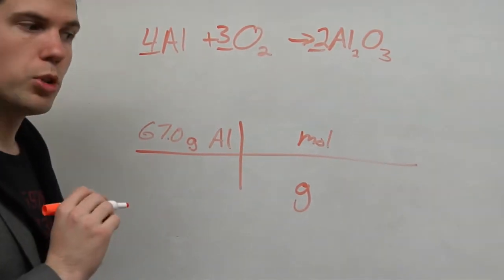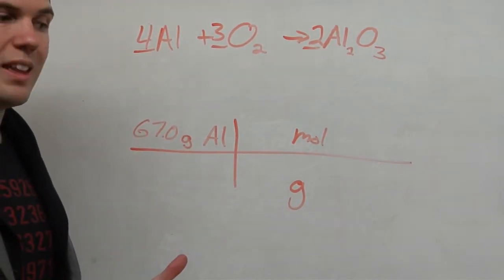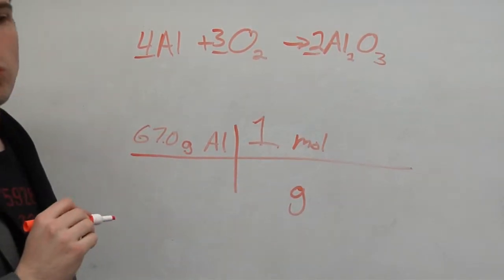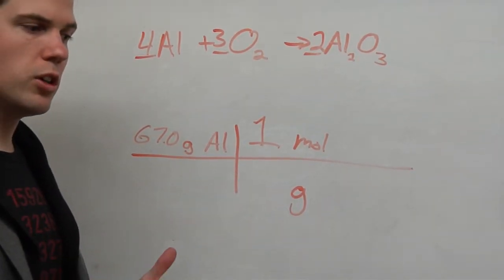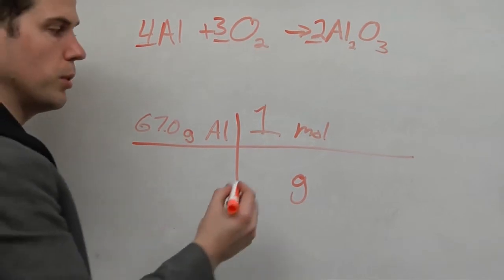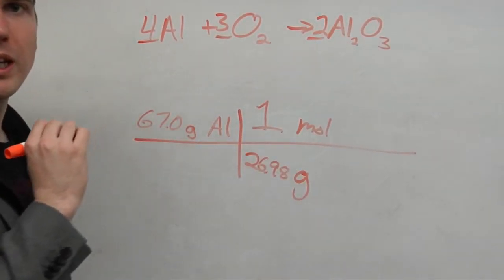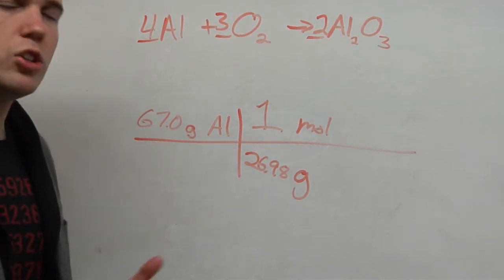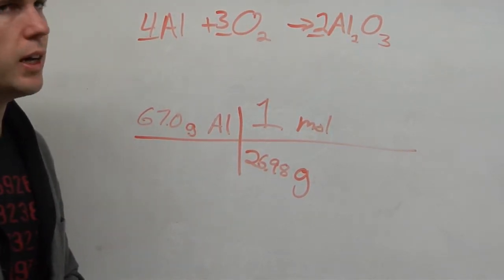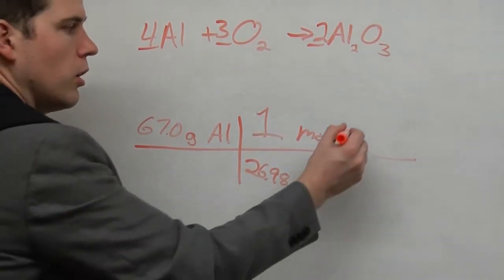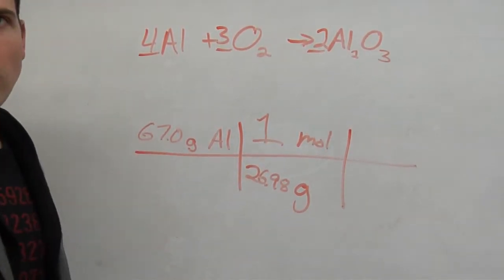Moles goes to the numerator, and we do know that the number in front of moles is always 1. Now, if we look on the periodic table, we see that aluminum is 26.98. Again, you could round it to 27, but I don't recommend it. Just keep as many decimal places as you can. So now we've arrived in the moles office.